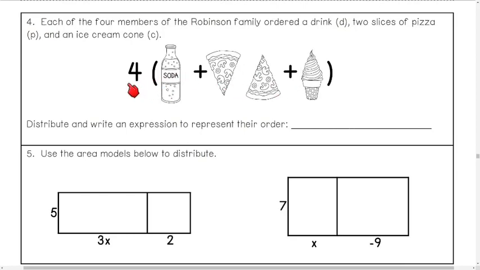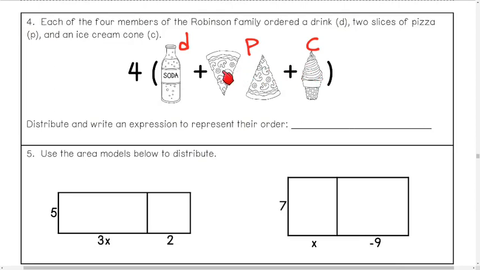Now the distributive property states that we take this 4 and we just attach it to all of the things inside of here that are separated by plus or minus signs. We call those things terms. So I multiply the 4 by every term in here. So to do that, I go ahead and use the variables that they told me. They said to use D for drink, P for pizza, and C for ice cream cone. I then take that information and I'm going to attach a 4 to all of them.